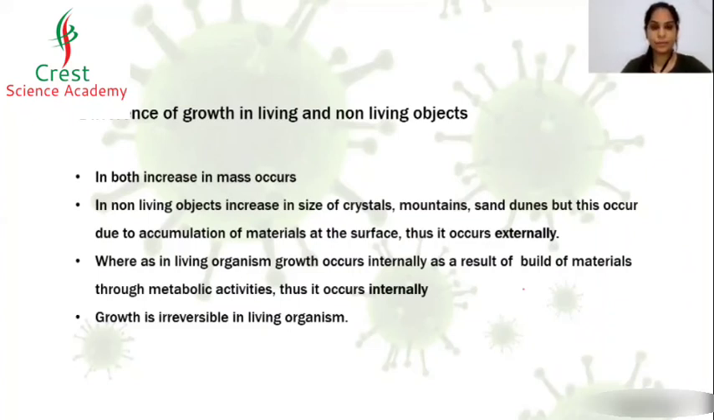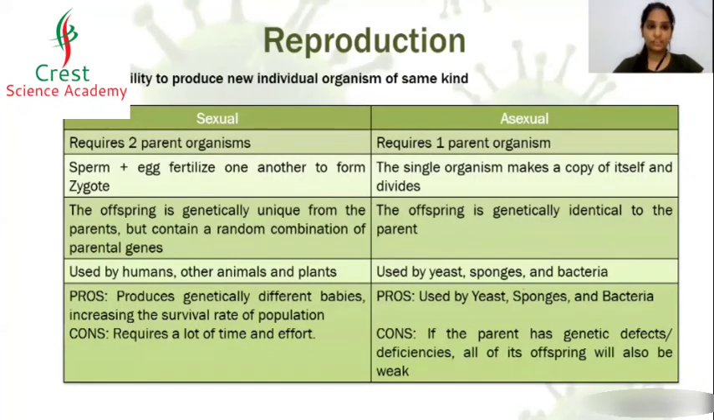The next property which we are going to discuss is reproduction. So what is reproduction? Reproduction is basically the ability to produce new individuals of our own type. It is of two types. There are two types of reproduction through which organisms can produce a new individual. The first one is sexual reproduction and the other one is asexual reproduction. So we will discuss sexual and asexual and we will compare both.